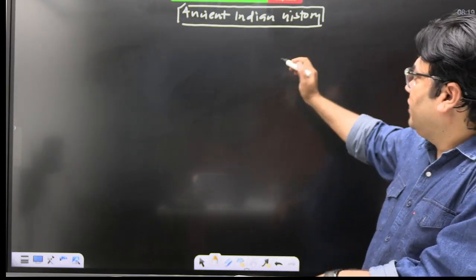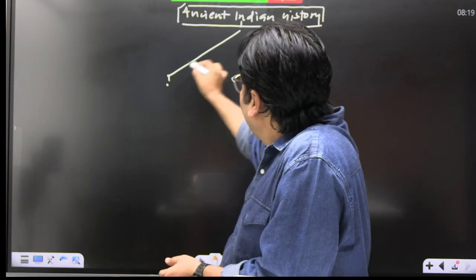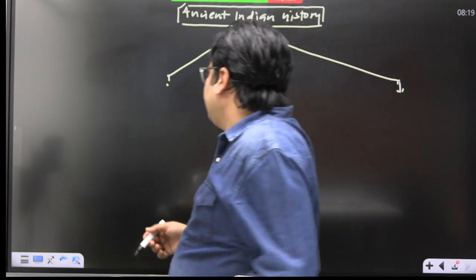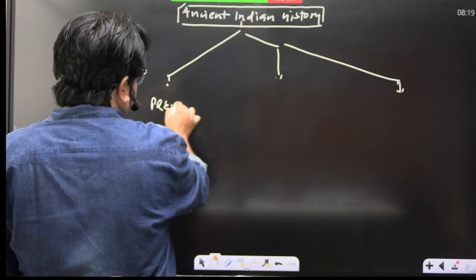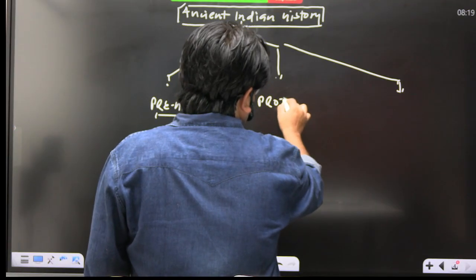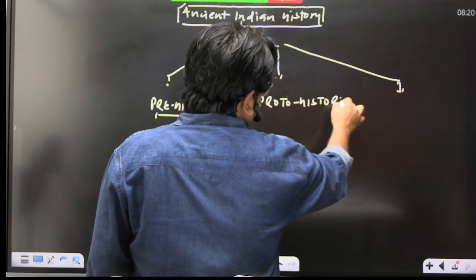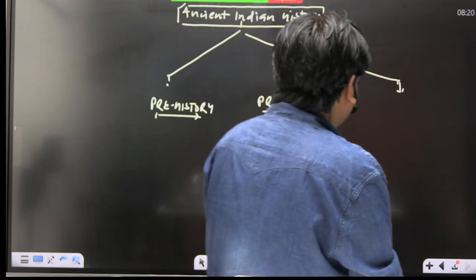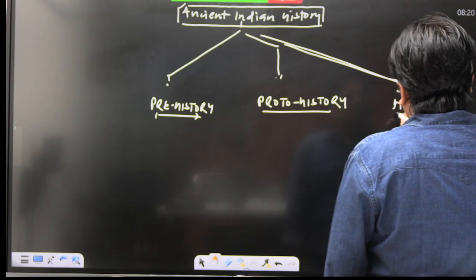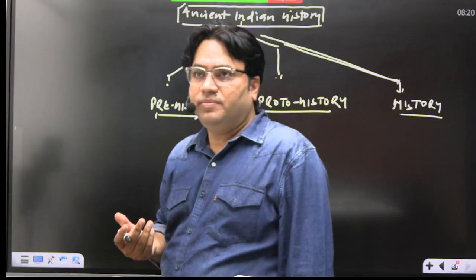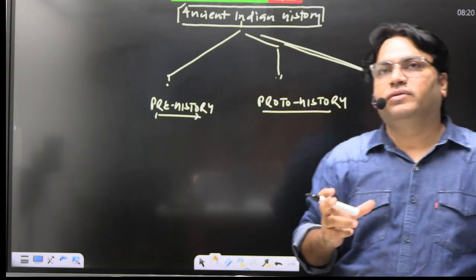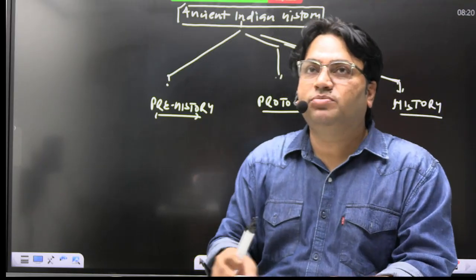Before entering into the syllabus part, I will discuss three words with you. These are the keywords. One word is prehistory. The second word is proto-history, and the third word is history. So there are three important keywords here. Can you define what is prehistory? Any one of you? Can you define what is prehistory, what is proto-history? Some of you might know the definitions.